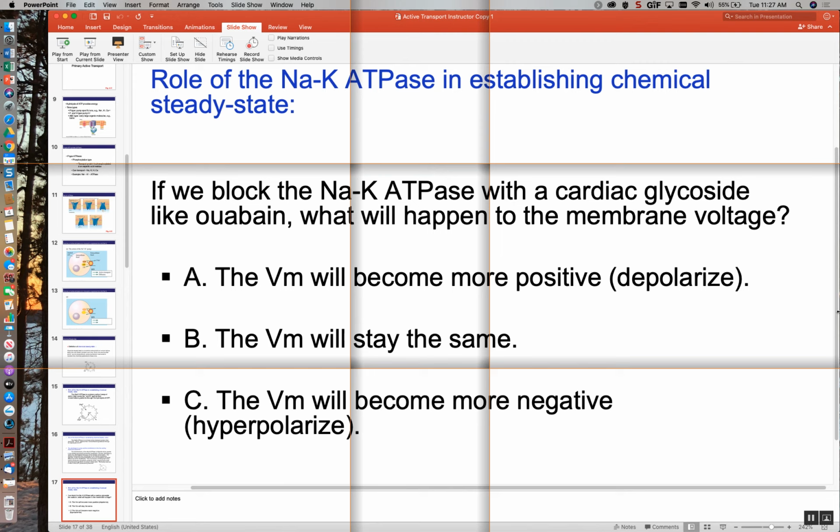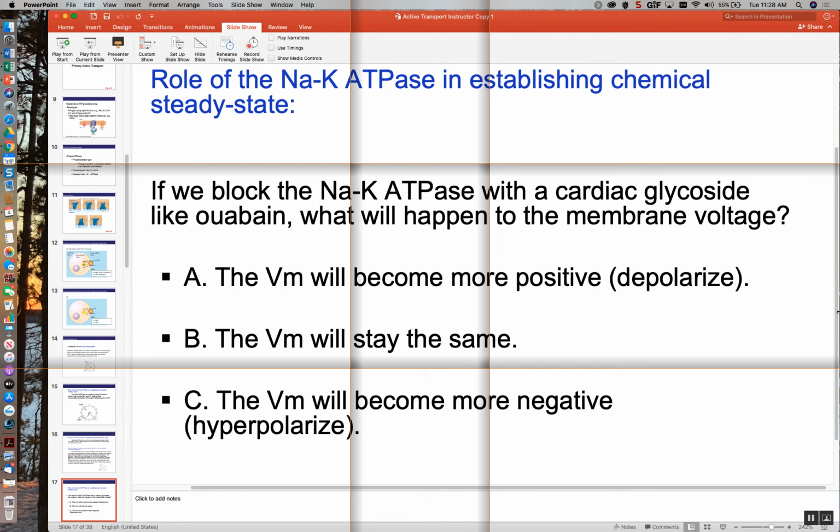You guys want to take a guess at it? What do you think? A, right? Because what's going to happen is you're going to start to accumulate positive charge inside the cell, right? And that's exactly what happens in the lab. If you actually add ouabain to cells, it causes depolarization.